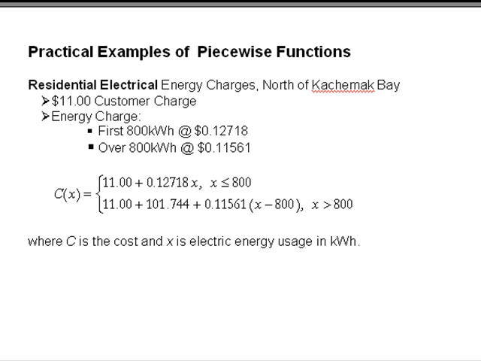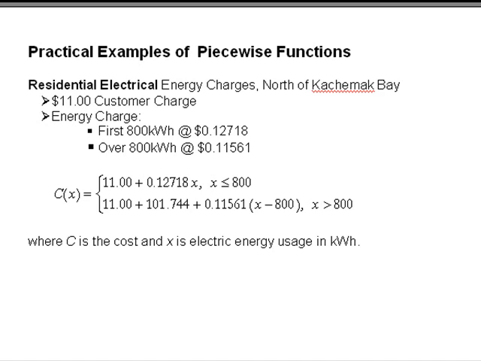Here are the charges. You can get this off the website for Homer Electric, and these are the residential electric charges north of Kachemak Bay. Everybody who's on the grid pays an $11 charge. Then the energy charge is broken into two pieces. For the first 800 kilowatt hours, you pay $0.12718 per kilowatt hour. For every kilowatt hour over 800, you have a slightly reduced rate.